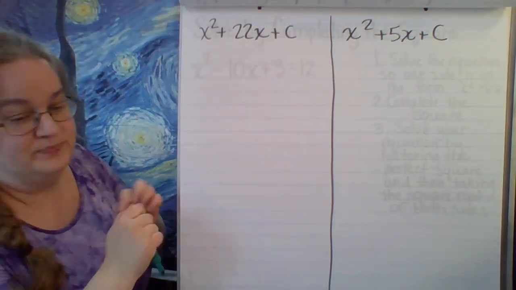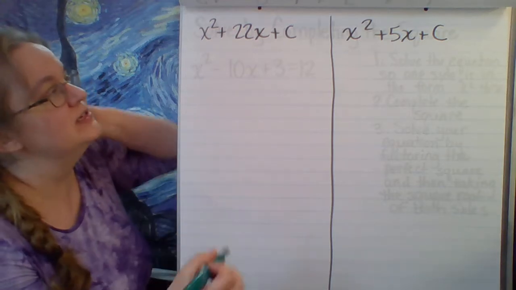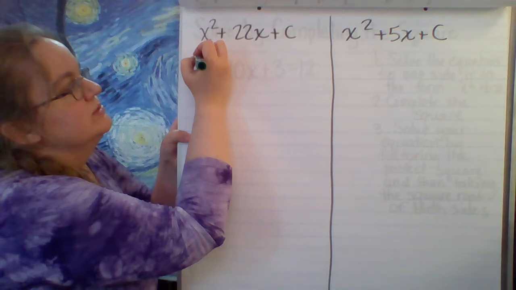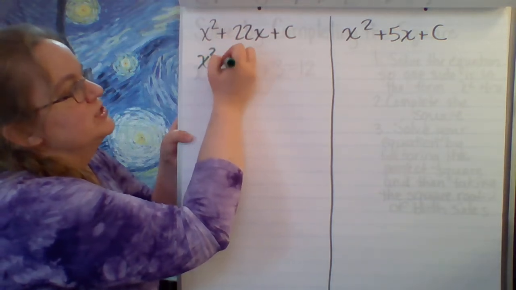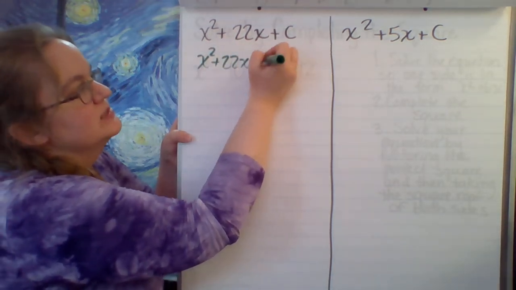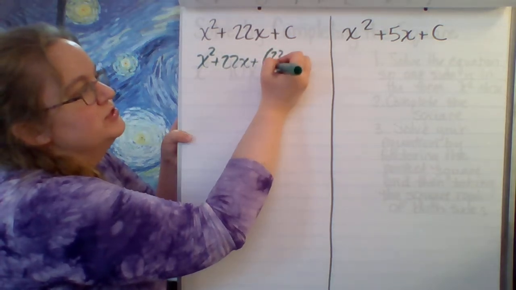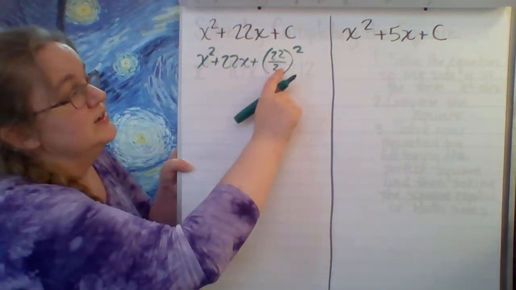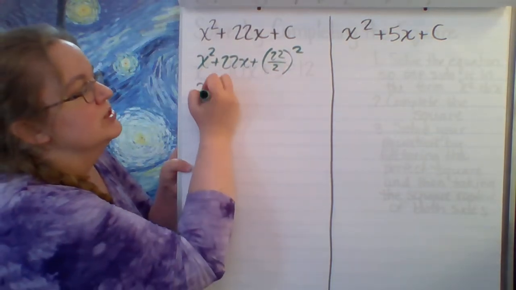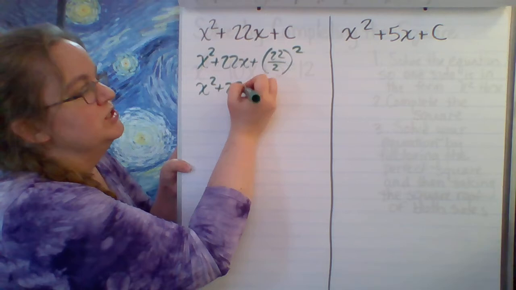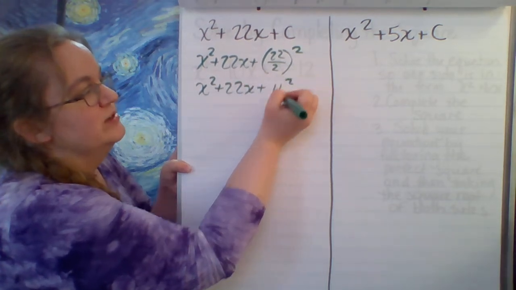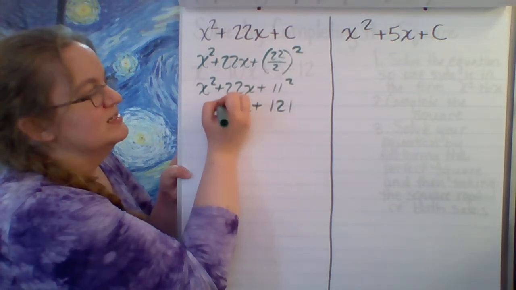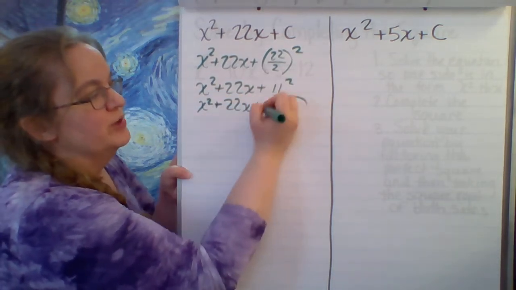All right, so in order to solve this, the first thing I'm going to do is take half of b. So I'm going to do x squared plus 22x plus half of b, which would be 22 divided by 2, squared. Okay, half of 22 is 11. So we're talking x squared plus 22x plus 11 squared. And 11 squared, of course, is 121. So what's c? C is going to be 121.